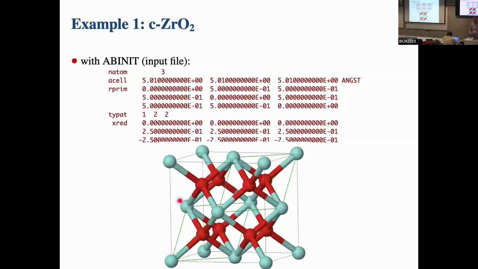Okay, there are 2 types of atoms. There is the zirconium, which is the 1, and then the oxygen, which are the 2. And the position is 0, 0, 0 for this one, and then 1/4, 1/4, 1/4, and 3/4, 3/4, 3/4, or -1/4, -1/4, -1/4.